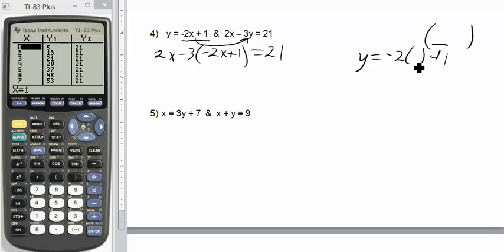Okay, same thing on this one. I'm going to help you set this one up. So it's solved for x, so we can just take that and put it where the x is. So we go 3y plus 7 plus y equals 9, because I just took that whole thing and put it where the x was, and then I wrote the rest of it down.